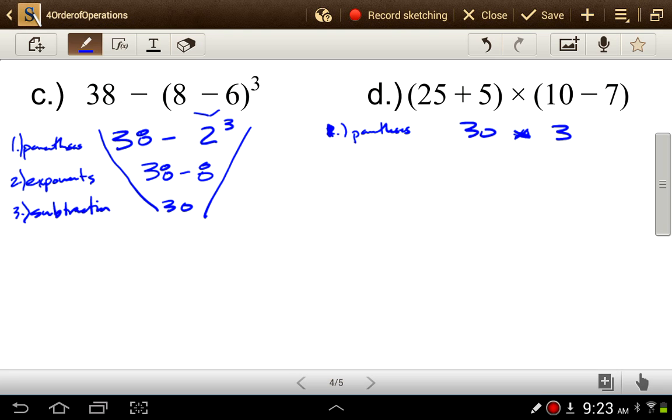And then my second step is to multiply. 30 times 3 is 90. Again, working down in my fashion. In all these answers, you should end up with one answer when you're done. Okay? Then, if you need to pause, go ahead. Otherwise, I'll be moving on to my next example.